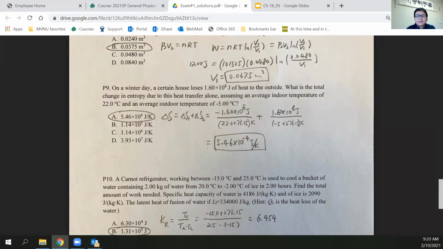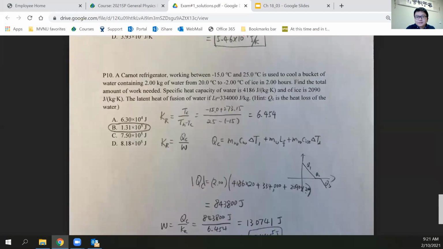Number 9, this is about entropy change. The entropy change of system 1 and system 2: 1 will be the house, 2 will be the outdoors. It will be Q over T. The house loses heat, so it's minus; the outside receives heat, so it's positive. So it's minus 1.6 times 10 to the 8th for Q1, and Q2 would be 1.6 times 10 to the 8th. The temperatures are given in degrees Celsius, so you want to convert them into Kelvin, the SI unit, and then you will get the change in entropy.